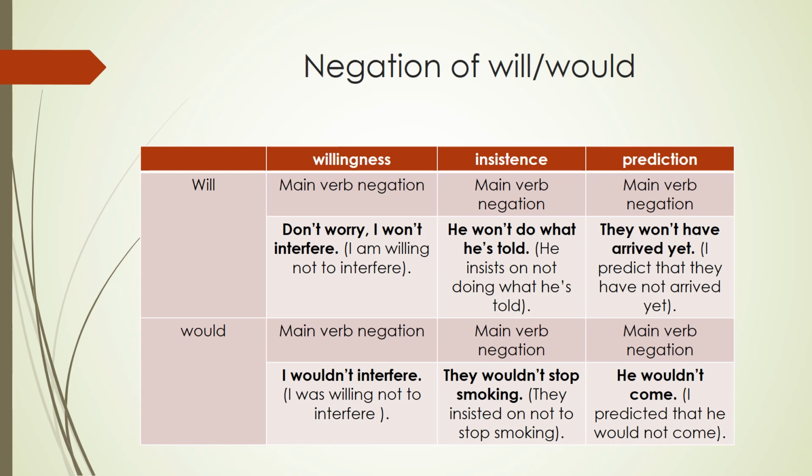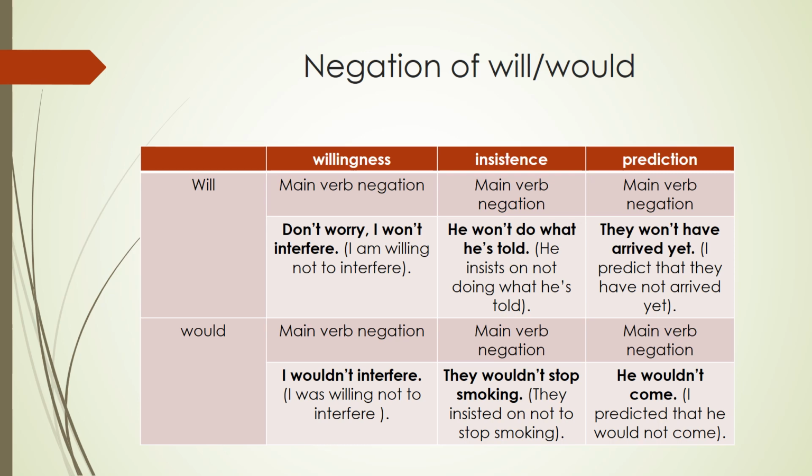The same pattern we find with would. They wouldn't stop smoking. So here the meaning of insistence is positive. So they insisted. Is it clear? While the main verb, stop smoking, is negative, or not to stop smoking.